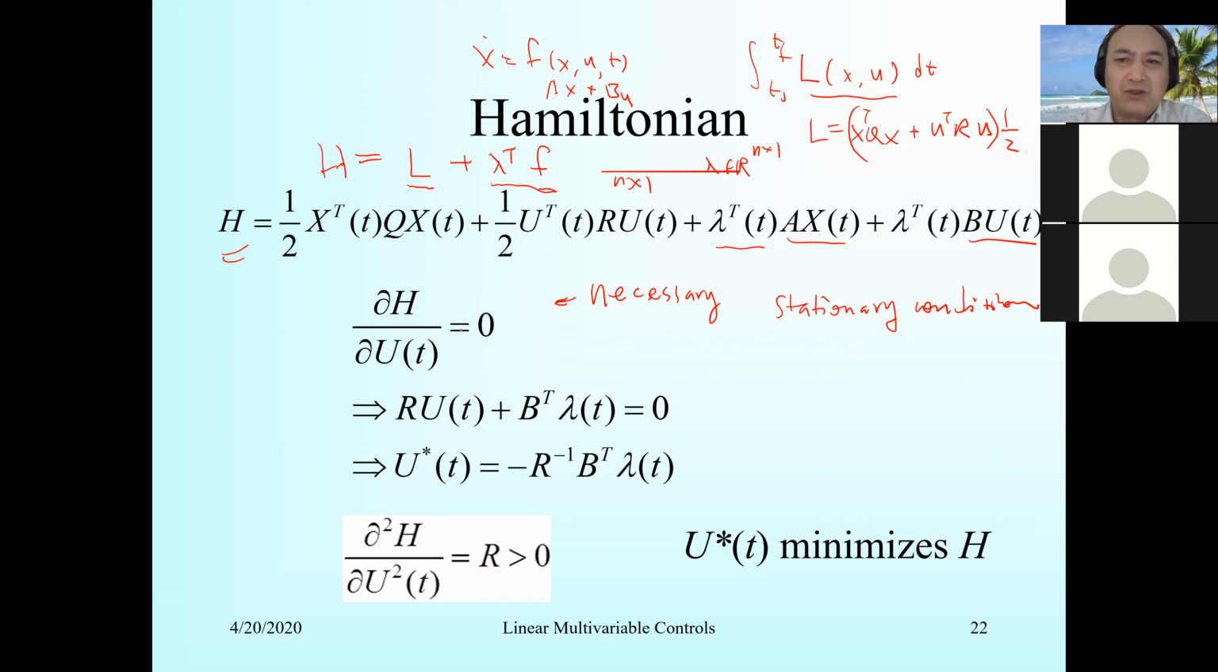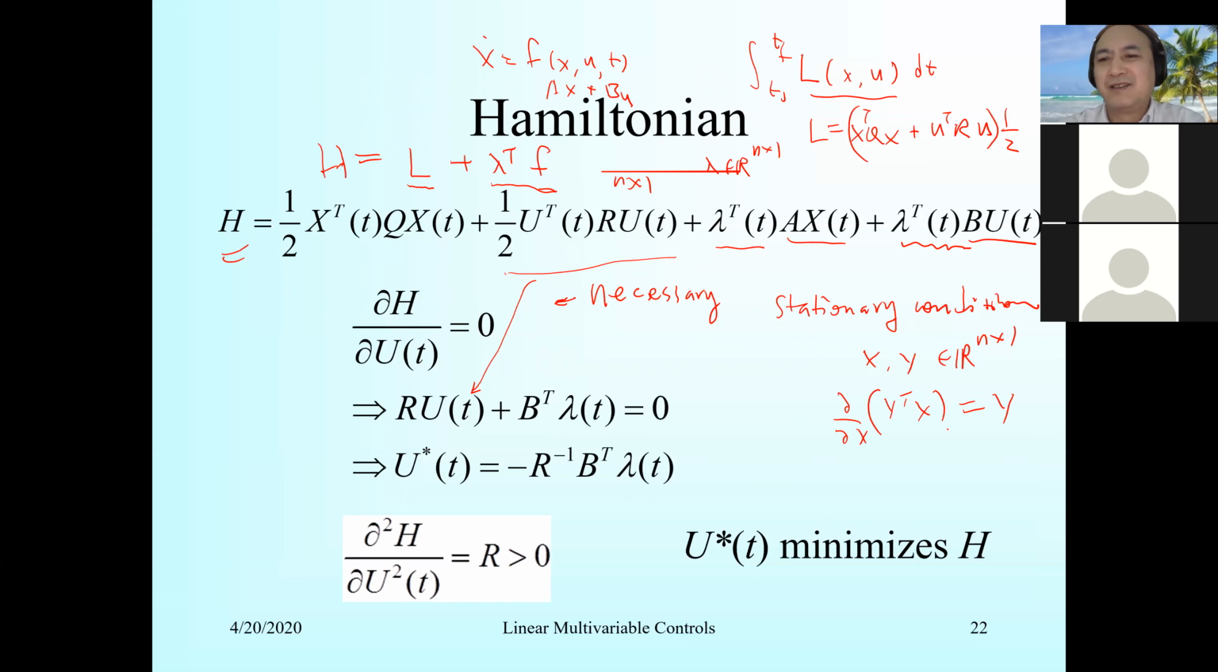By doing that, we take the partial with respect to u here. For this term, it will give you R u. Where's the other u? It's here, in lambda transpose. Basically you have a vector times this one, and you get the transpose of this, B transpose lambda(t). So if you have vectors x, y in R^n by one, you have y transpose x, and you take the partial with respect to x, that will give you y.